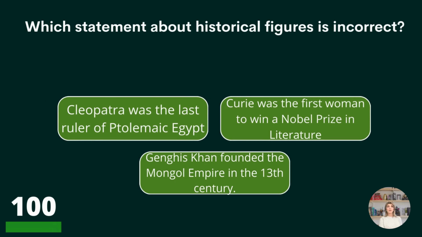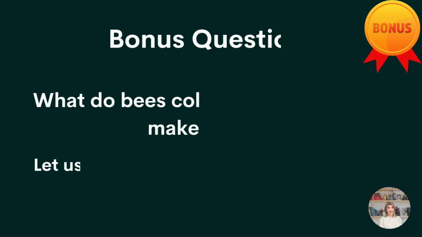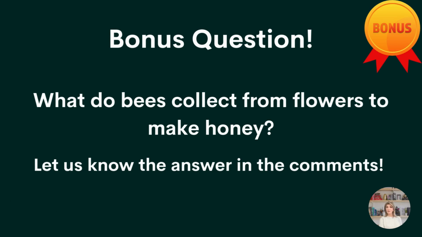Which statement about historical figures is incorrect? Cleopatra was the last ruler of Ptolemaic Egypt, Curie was the first woman to win a Nobel Prize in Literature, or Genghis Khan founded the Mongol Empire in the 13th century. Curie was the first woman to win a Nobel Prize in Literature is incorrect. Our bonus question: what do bees collect from flowers to make honey?